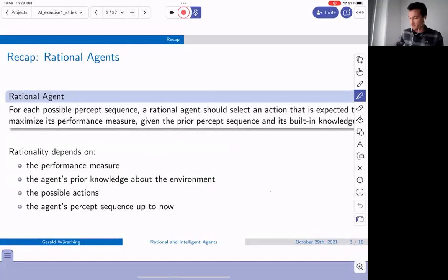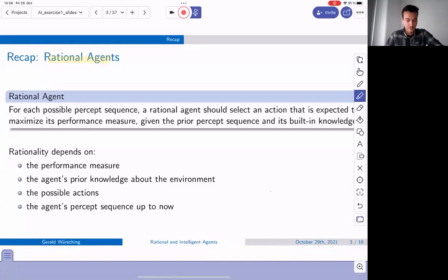So before we start with discussing some of the problems of the exercise sheets, I'd just like to do a short recap and revise or summarize some of the basic concepts we need from the lecture last week. And one of those is basically the concept of rational agents. So this is one of the central aspects that we are looking at here in this whole lecture. And that's why it's also important to understand the notion of rational agents.